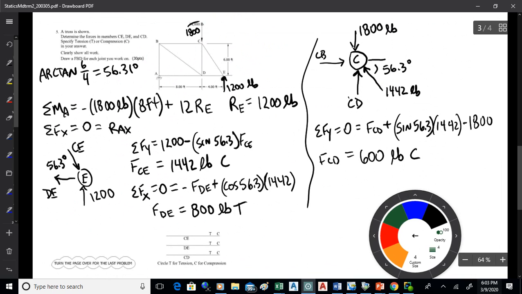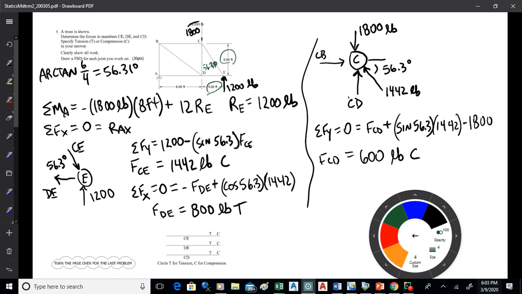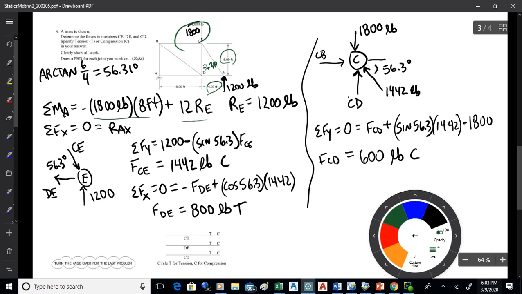I do the arctan of the 6 over the 4. That gets me the 56.31 degrees right there. Okay, want the reaction there at E. Sum of MA will get that, so the 1800 times 8 is negative, plus 12 RE coming back. RE is 1200. All right, sum of FX is 0, so REX is 0.